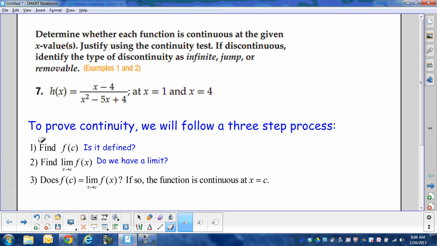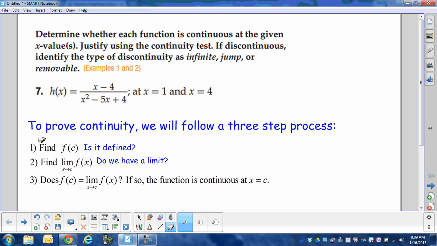What we're going to look at in this tutorial is how to prove the continuity of a function. In this specific example, we're being asked to prove whether or not this function is continuous at x equals 1 and x equals 4. And in order to prove it, I need to follow this three-step process.